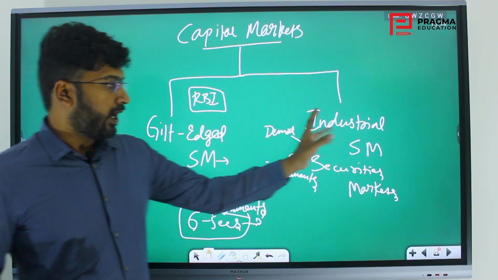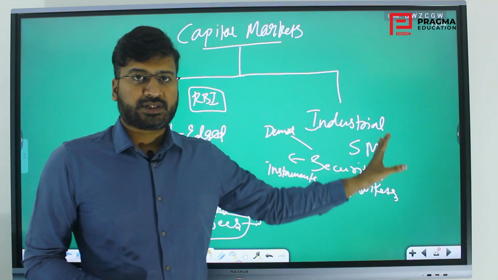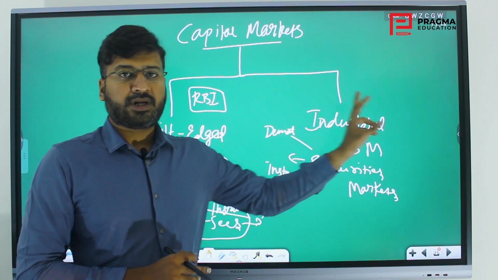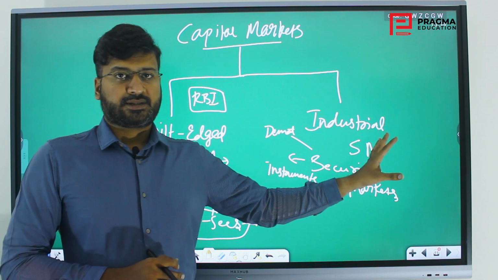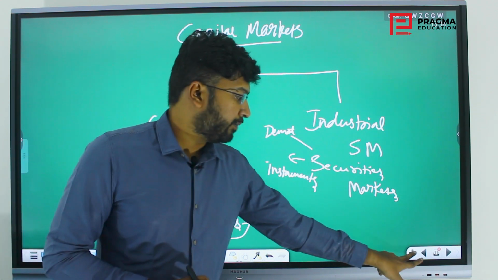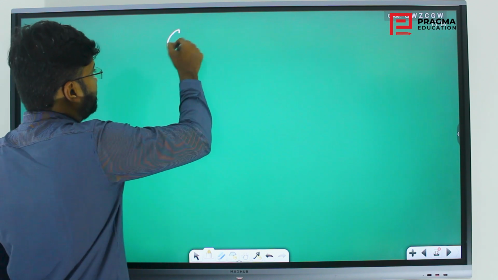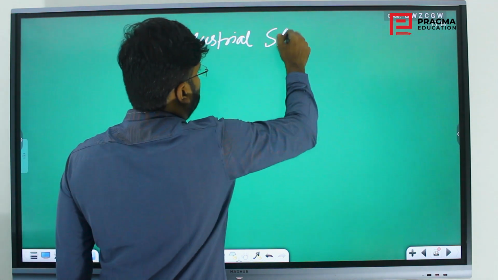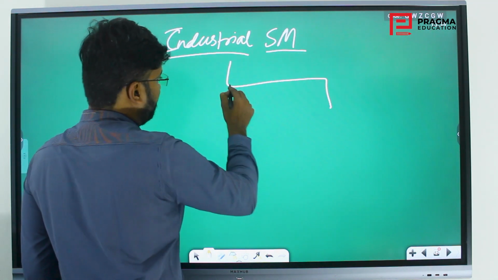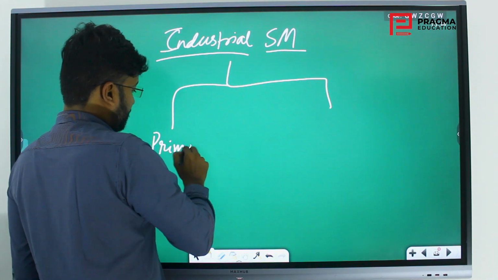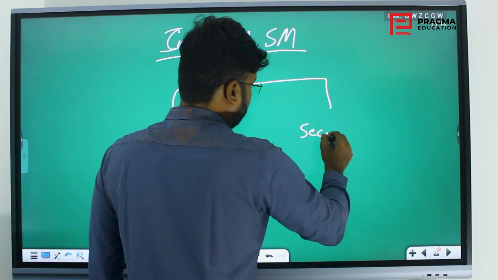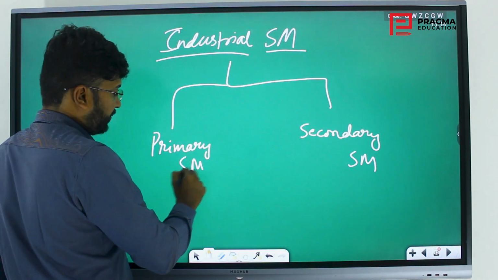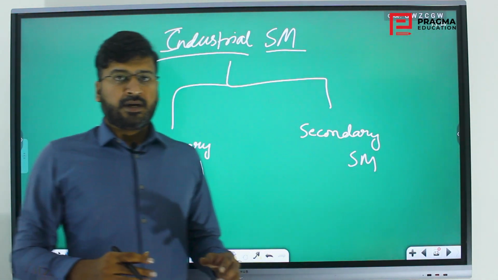This is gilt edge. All other industries and companies that you look at in the share markets, stock markets, stock exchanges, all those companies come under industrial securities markets. This is the basic division in capital markets. So we have seen gilt edge. Next is industrial securities markets. Industrial securities markets are divided into two types: primary and secondary. Means primary industrial securities markets and secondary industrial securities markets.